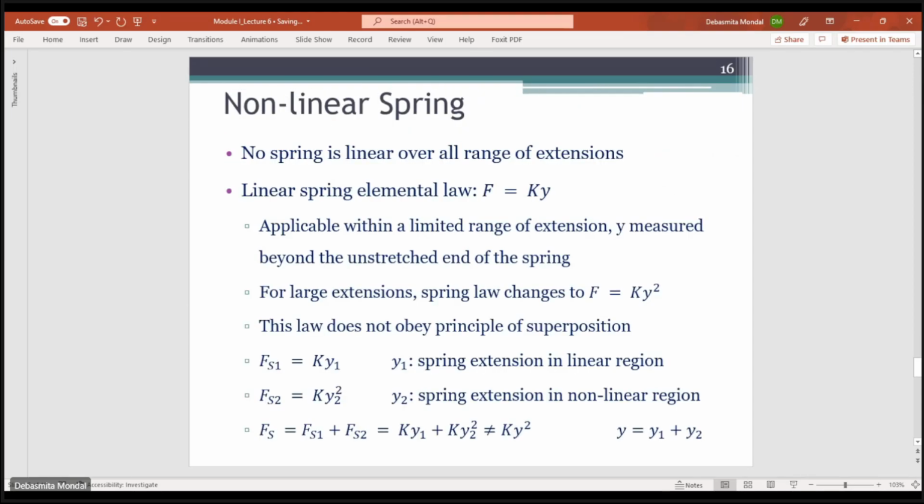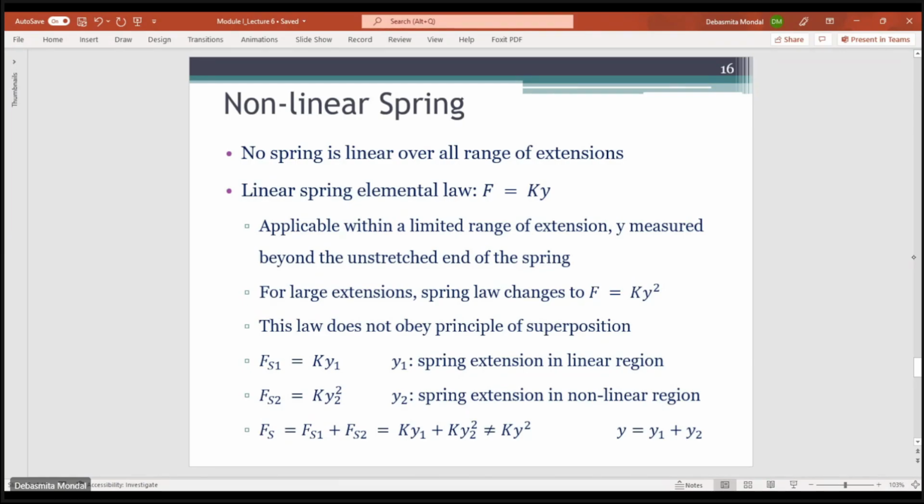So now we are left with only one more topic, which is that of a nonlinear spring. Any spring is basically not linear over an arbitrary range of extensions. For a linear spring, the force applied will be equal to the spring constant K multiplied by the displacement, or the extension of the spring. But this linear law is applicable only for a limited range of extension.